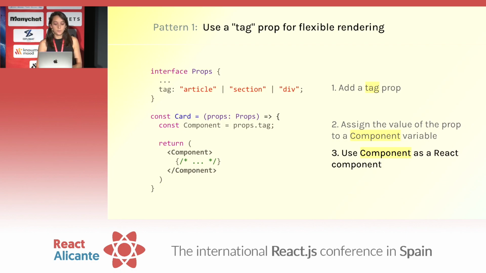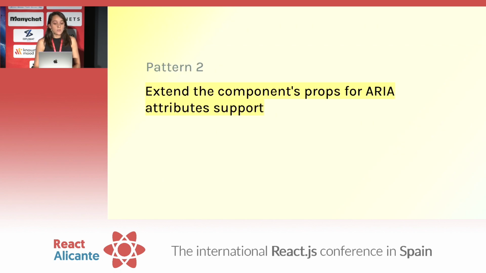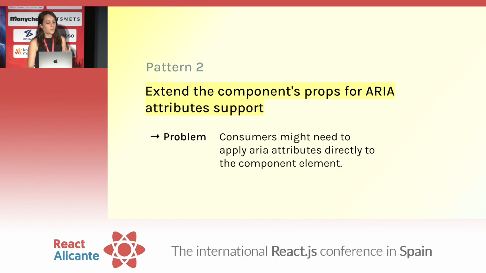the consumer decided. That's a simple pattern to give consumers flexibility and select the most suitable HTML tag that best aligns with the requirements. The second pattern we're going to see is about extending component props for ARIA attribute support. The goal of this approach is to make it easier for consumers to define and apply ARIA attributes to a component. For those who are not familiar with it, ARIA attributes are a set of HTML attributes that you can add to elements and that help assistive technology to understand the page content.